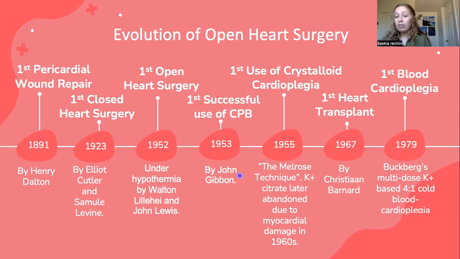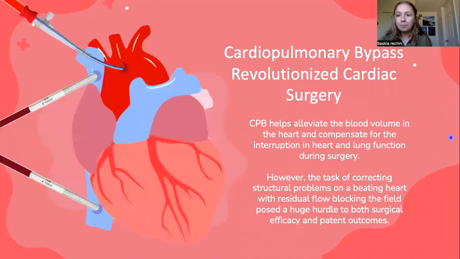And then in 1955, they used the first crystalloid cardioplegia. It was something called the Melrose technique. It was using a really highly concentrated potassium citrate that was later abandoned because it had pretty significant myocardial damage. But in 1979, they introduced a much more optimized potassium-based cardioplegia that is very similar to the high K, low K that we use today.